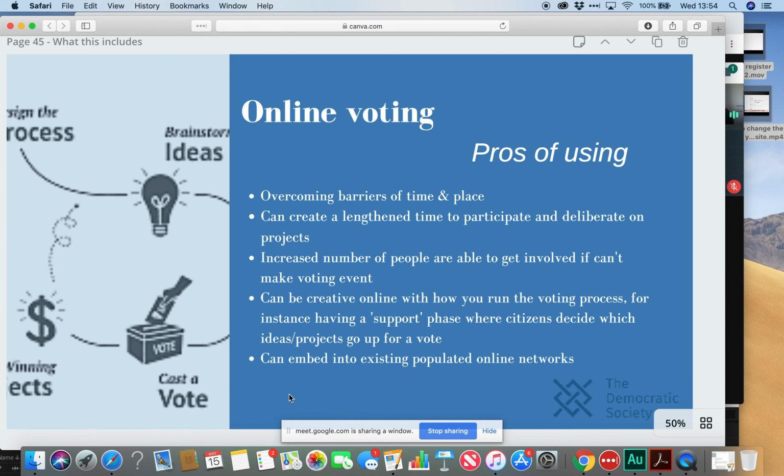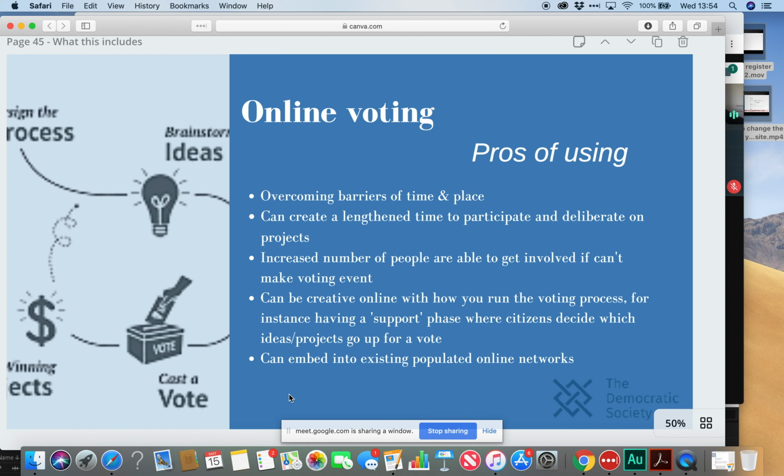Again, it's overcoming barriers of time and place. You've got longer time to participate and deliberate on projects before it even goes to a vote. There's an increased number of people that are able to get involved if you can't make the voting event. It could be creative online with how you run the voting process. For instance, what I was talking about earlier, you could have a support phase where citizens decide which ideas go up for a vote.